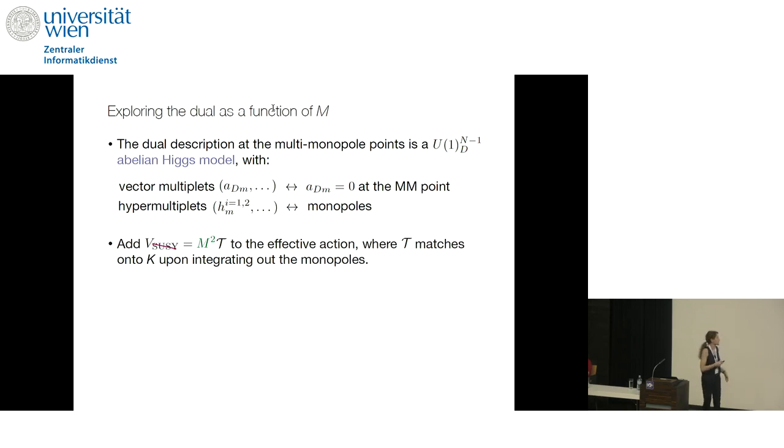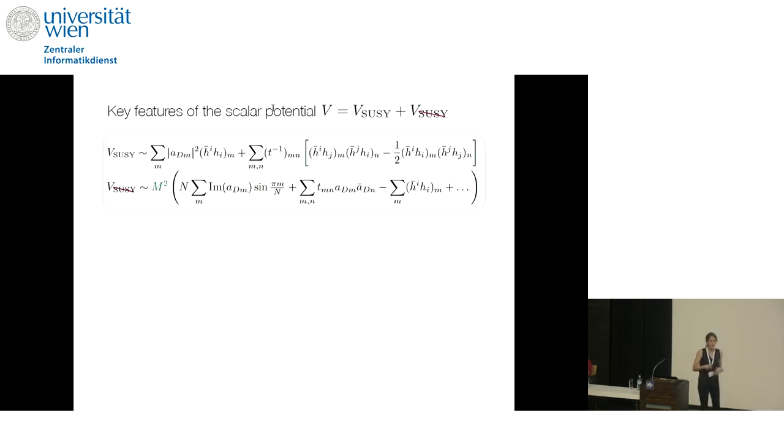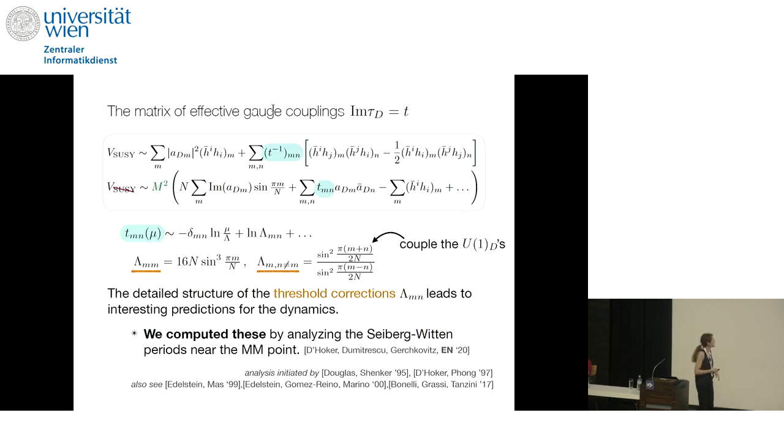So upon integrating out these light hypermultiplets in the effective theory, now we have to do a matching computation to compute this potential. And so the whole scalar potential of this model is going to consist of both the supersymmetric quartic D terms of the abelian N=2 Higgs theory, and the supersymmetry breaking piece. So now let me tell you some of the main features of this model that are going to lead to some of the interesting physics.